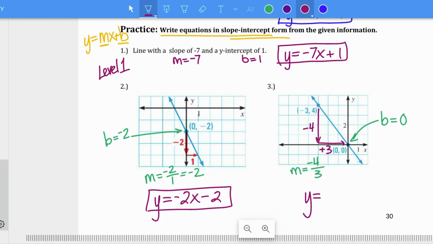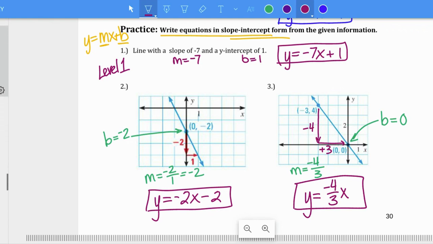y equals slope, -4/3, multiplied by x. And I can add on 0. Don't really even need to write it. There's my equation of my line crossing through the origin with a negative slope.